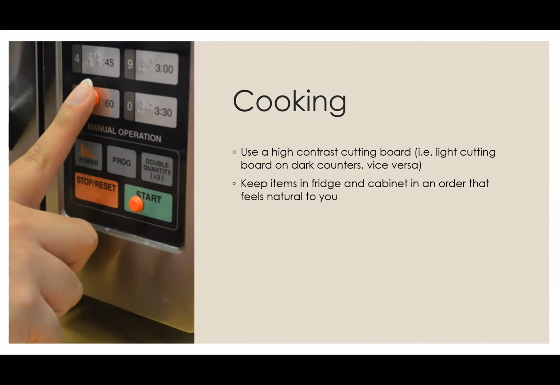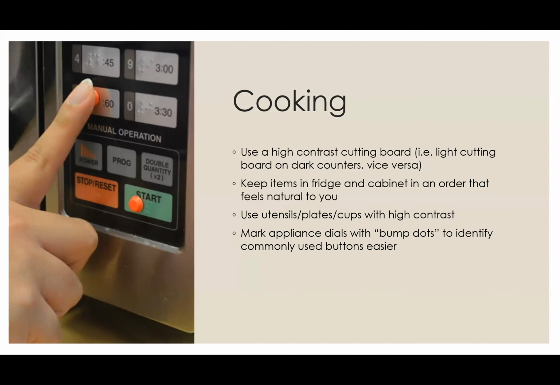Keep items in the fridge and in cabinets in an order that feels natural to you. So when you're going about organizing your kitchen, put everything in a place and in a sense that feels normal and natural and makes sense for you. Use utensils, plates, and cups with high contrast along with a cutting board. And then you can mark appliance dials with what are called bump dots to help identify commonly used buttons easier.